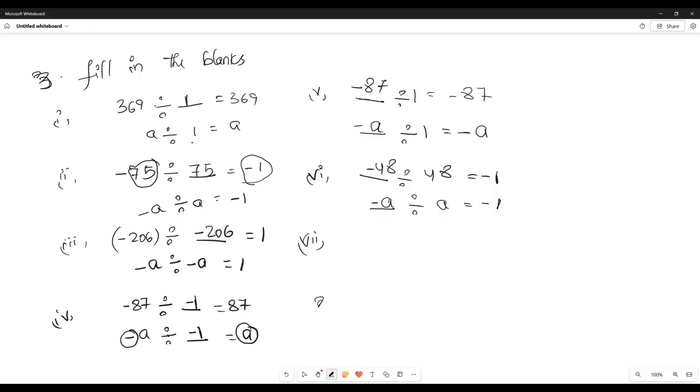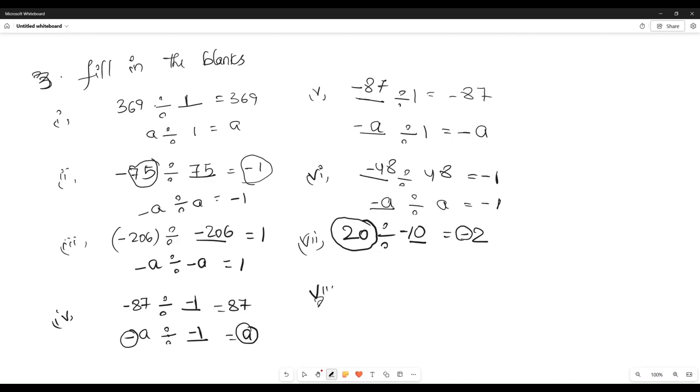Eighth question is 20 divided by dash gives minus 2. With what number if you divide 20 do we get minus 2? When we divide 20 by 10, but they're asking about negative. So it is negative 10.